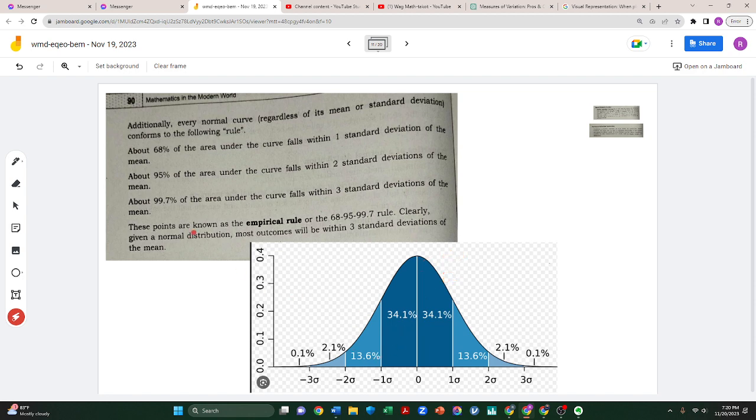In here, 95% of the area under the curve falls within two standard deviations of the mean. So from here to here, within the two positive standard deviations and negative 2 standard deviations, above the mean and below the mean, this data is represented as 95%, but it is divided into equal halves. 34.1 plus 34.1 is 68.2, then 13.6 plus 13.6 gives 95%.